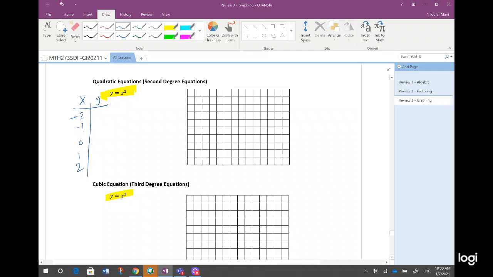-2 squared is 4, then 1, 0, 1 and 4. I have the same values for -2 and 2. Now I want to graph it. How do I graph it? Do I need positive and negative for x? Yes. Do I need negative for y? No. So I don't need to bother myself. I don't need this part, because I'm not going to use it.